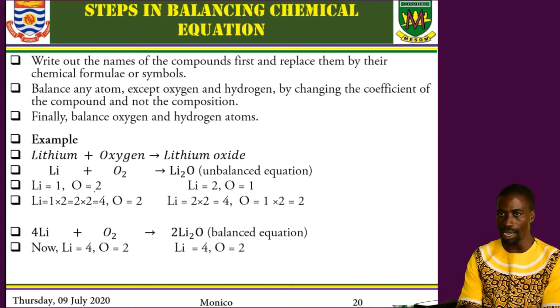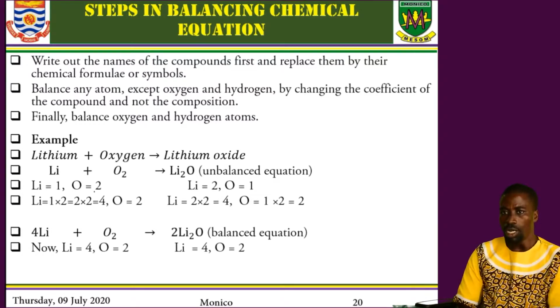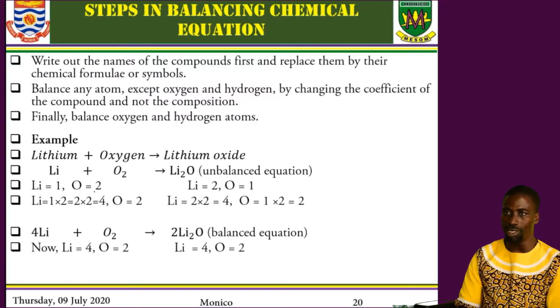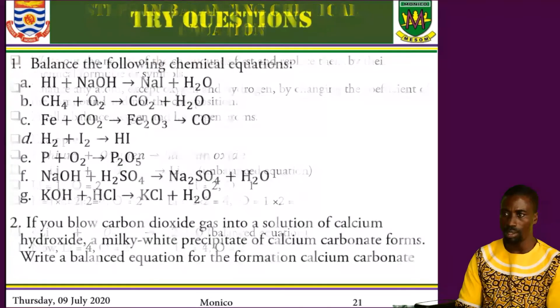So I have 4Li plus O2 giving us 2Li2O, and this is a well balanced equation. So you just do it by inspection and then taking inventory, and then you begin to change the coefficients. Remember, we don't change the subscript. When you change the subscript, you are changing the composition of the compound, right?